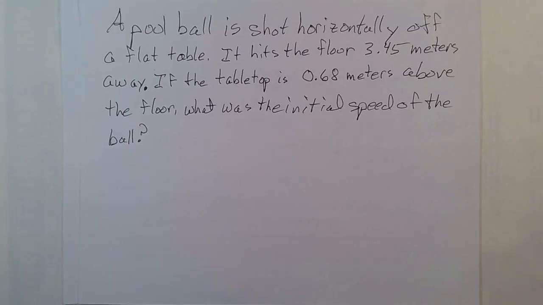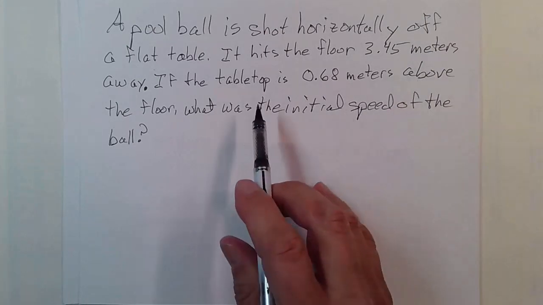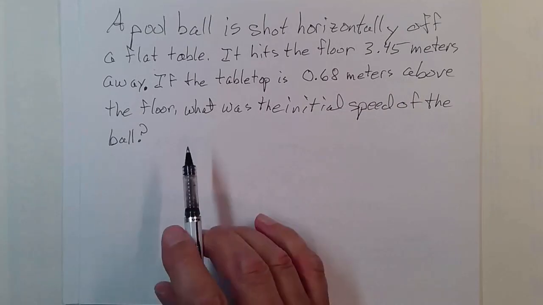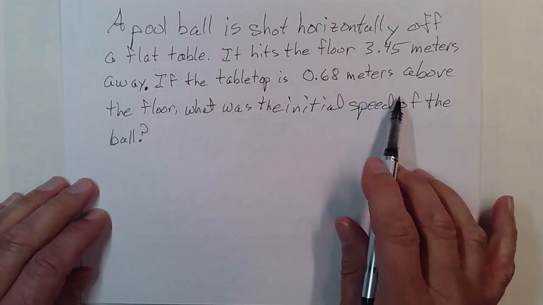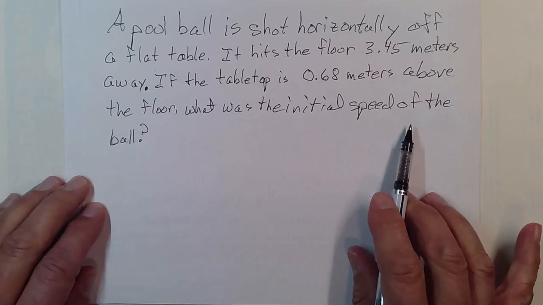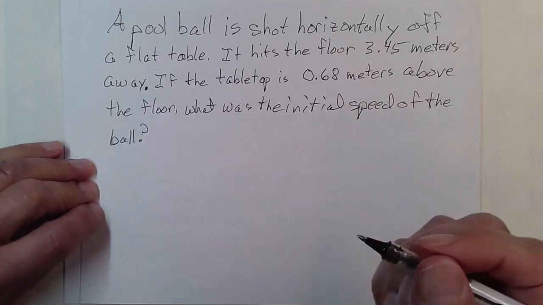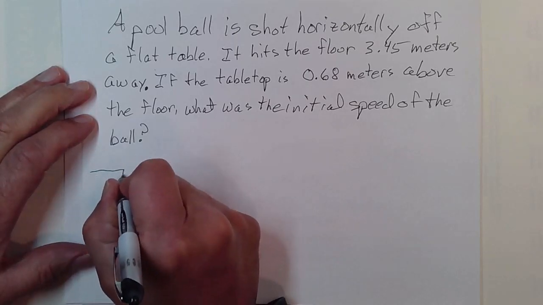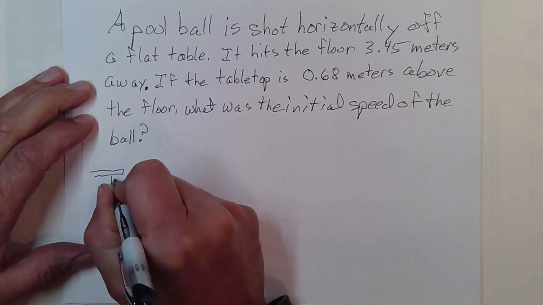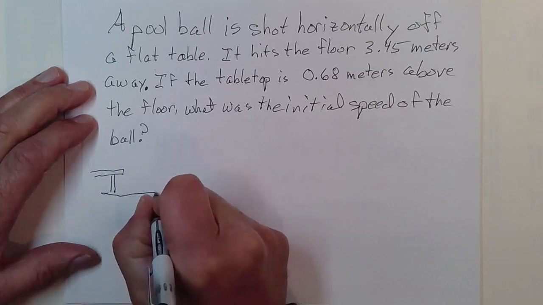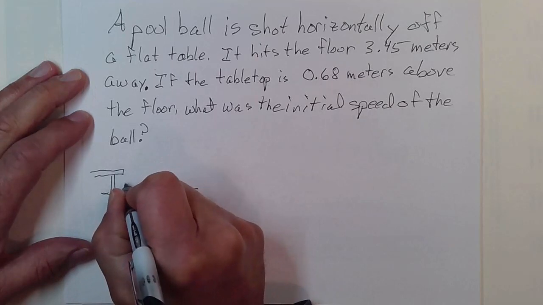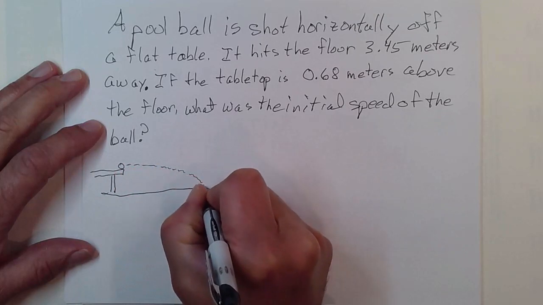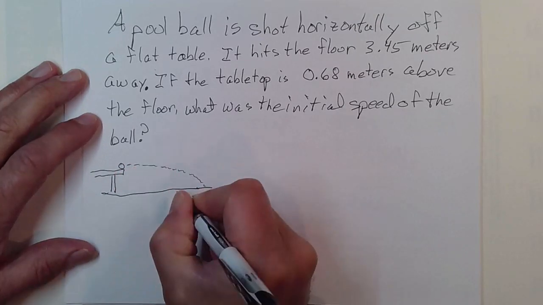Here's the situation. A pool ball is shot horizontally off a flat table. It hits the floor 3.45 meters away. If the tabletop is 0.68 meters above the floor, what was the initial speed of the ball? Well, let's make a little sketch for this one. So here's the table that the pool ball was launched off of. Here's the floor down here, and the path of the pool ball in this case is going to be something like this. Okay, a little arc like that.